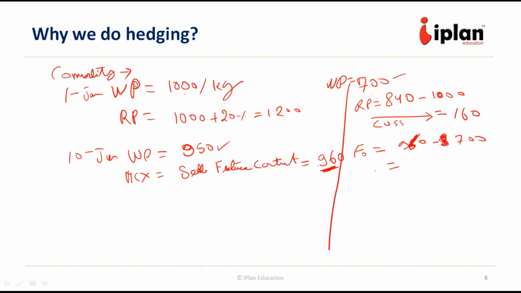You sold the contract at 960 when the price in the spot market was 950, and now the spot price in the market is 700. So the goods which you bought for 1,000 will give you a loss of how much? You bought for 1,000 and you're selling it for 840. Why 840? Because this is the retail price, with 20% profit on the 700 you'd pay. So finally you still have a loss of 160, because the wholesale price was 1,000 and you're selling at 840.